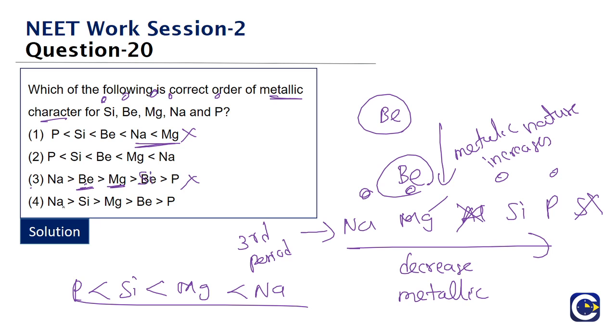Look at option 4. What are we saying? Silicon is more metallic than magnesium. Silicon will be having a lesser metallic nature than magnesium. So this is also not correct. So look at option 2. What is it? Phosphorus less than silicon. Beryllium will have a lesser metallic nature than magnesium.